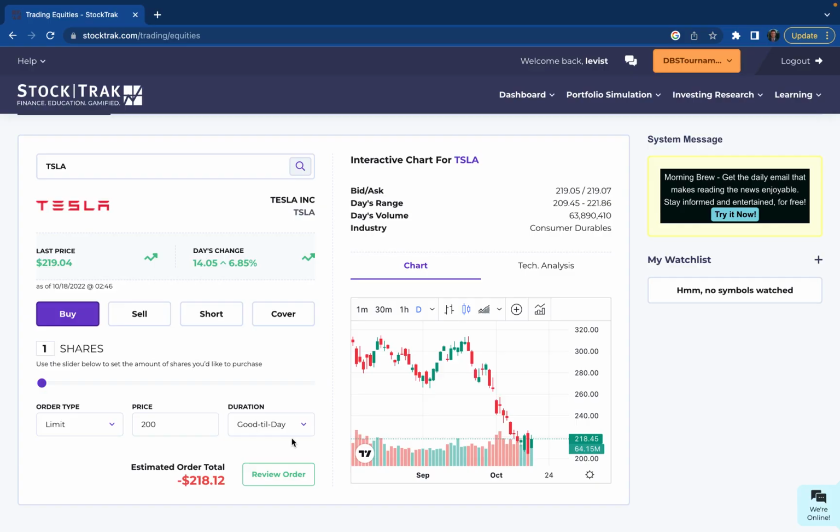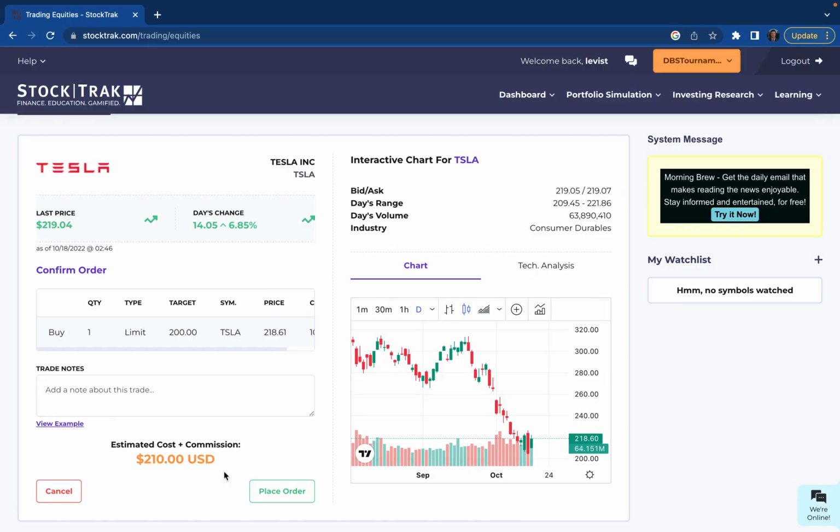What this means is that your order won't execute, so you won't buy any shares of Tesla until the price drops to $200 or below. As soon as the price drops below $200, as long as your order is still open, your limit buy order will be automatically executed and you will own a share of Tesla at $200. Make sure you set your duration as long as you want your order to be open.